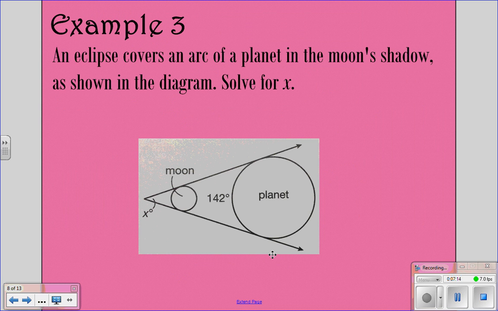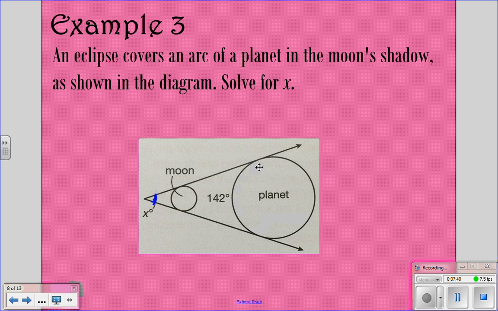Looking at the next example, we have an eclipse that covers an arc of a planet in the moon's shadow, as shown in the diagram, and we want to solve for x. Well, this little moon here is actually irrelevant because we can use this big circle for the planet. We don't even need the moon. We're looking for this angle here, so we're going to do the difference of the intercepted arcs.